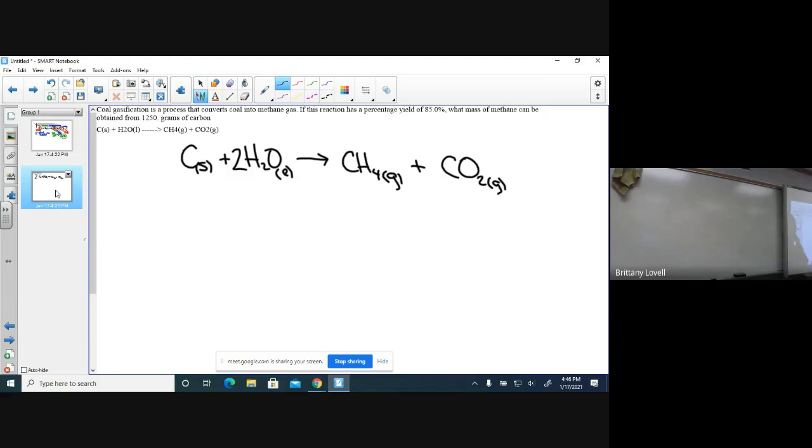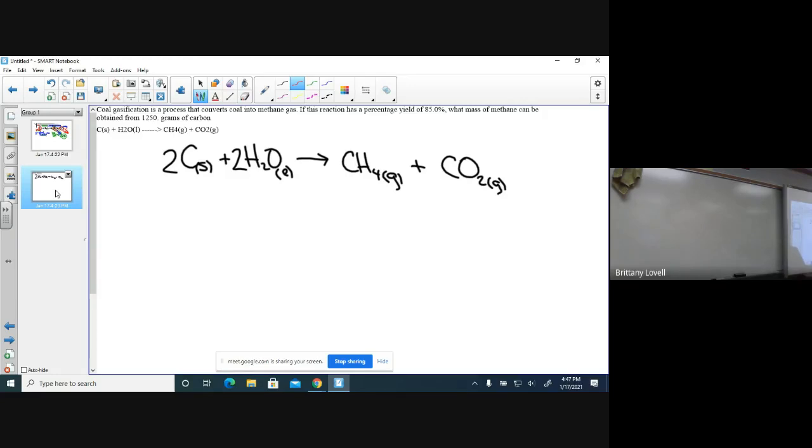Oh, wait, I just noticed my carbons are off, right? I have 1 on the left side, but I have 2 on the right because it got split. So I'm going to go ahead and put a 2 right here. So that's good. 2 carbons, 2 carbons, 4 hydrogens, 4 hydrogens. And then look, I have 2 oxygens on the left side because that 2 distributes. And then on the right side, I have 2 oxygens in the CO2. So is it balanced? Yes. Okay. If you're still having trouble with balancing, you need to go find some games online and practice.